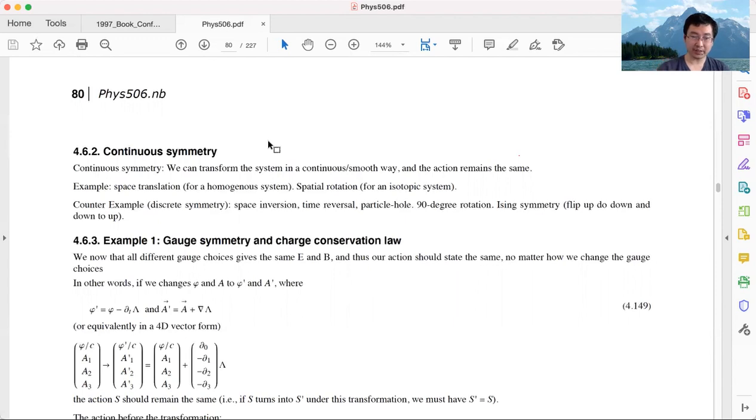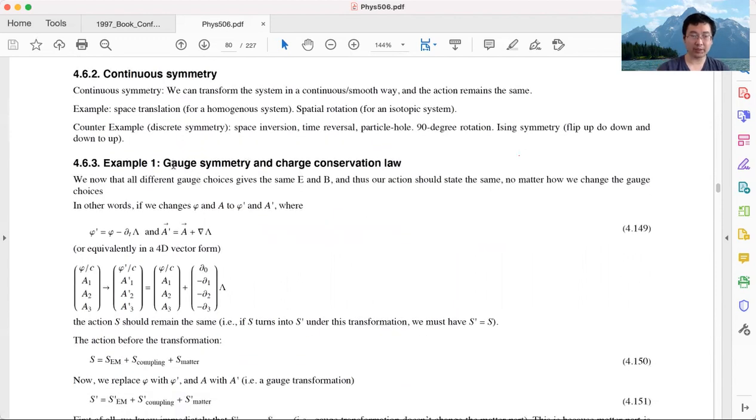Okay. So the first example we are going to look at is the so-called gauge symmetry. And the gauge symmetry will give us charge conservation. Okay. So what is the gauge symmetry? The gauge symmetry is a symmetry defined by gauge transformation. Okay. So in earlier lectures, we know that we can use E and B fields to describe electromagnetics. Okay. And we also explained to you that E and B fields are sometimes not the best option.